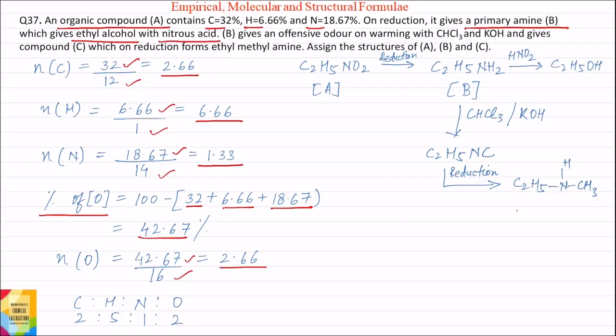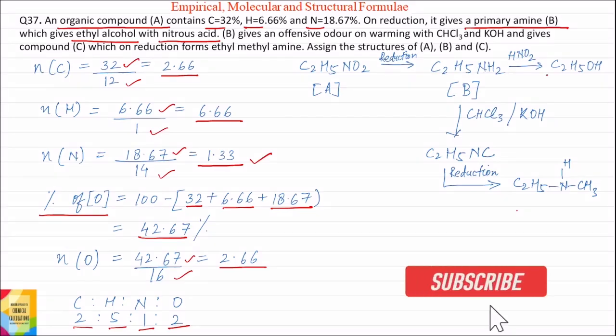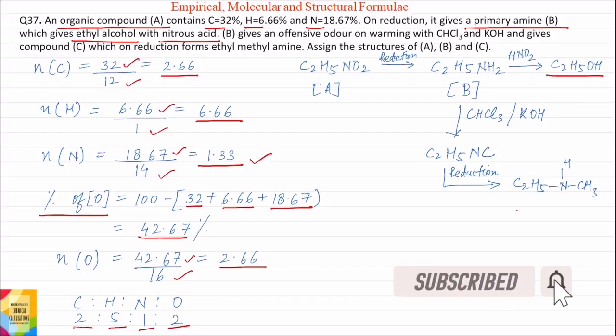अब मोल्स ऑफ कार्बन, हाइड्रोजन, नाइट्रोजन और ऑक्सीजन को डिवाइड कर देंगे मोल्स ऑफ नाइट्रोजन से, because the moles of nitrogen is the least. So we get a ratio between moles of carbon, hydrogen, nitrogen and oxygen which is equal to 2:5:1:2. Now we know that when A is reduced, it gives a primary amine which on treatment with nitrous acid gives ethyl alcohol. अब ये ethyl alcohol 2 carbon compound है, which means B is also a 2 carbon amine, and since B is formed from A, then A is also a 2 carbon compound. तो A में भी 2 carbon present है.